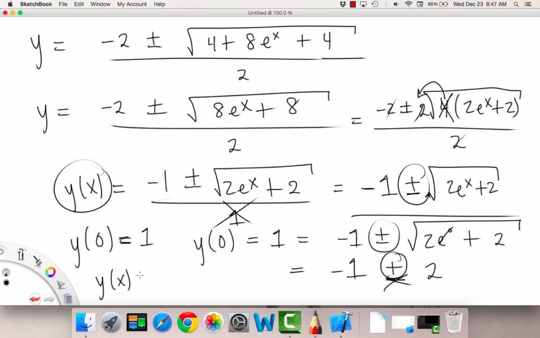So that means that our particular solution in this case is going to be y of x is equal to negative 1 plus, only the plus, the square root of 2e to the x plus 2.